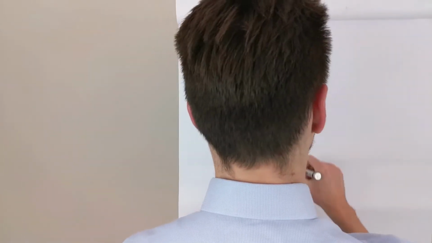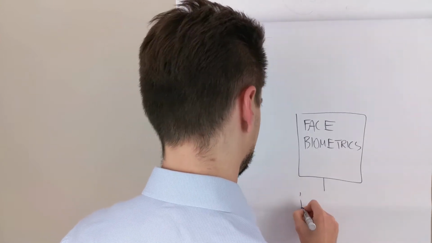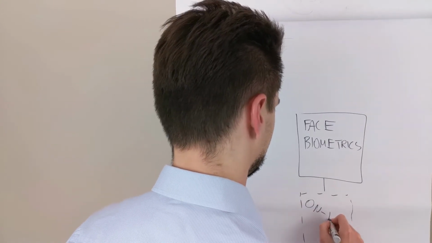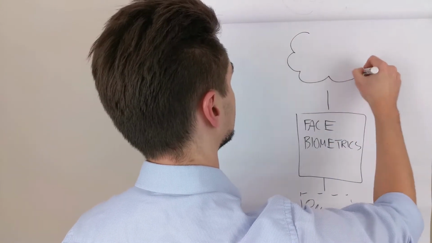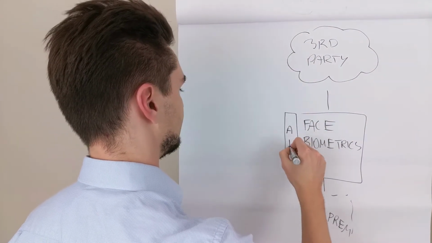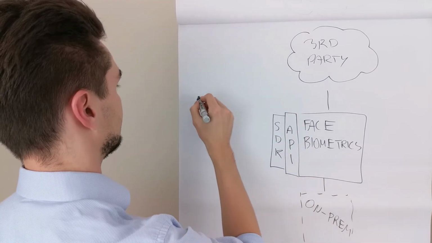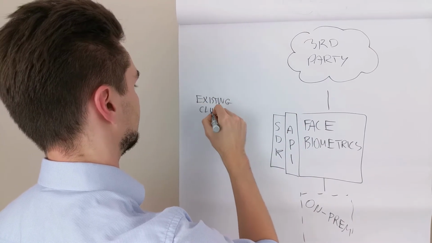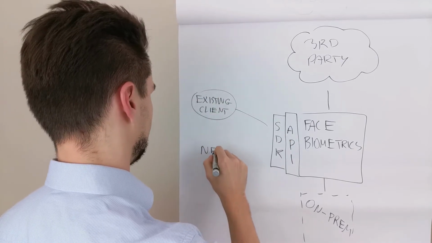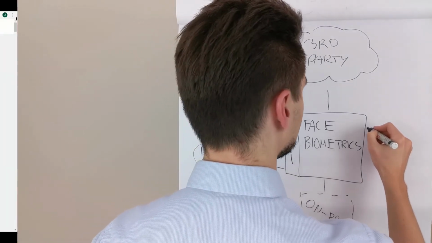There are multiple vendors on the market. Some of the engines are deployed on-prem in the bank's infrastructure, some of them are hosted in a third-party cloud environment. That's the engine. The third party will provide a mobile or web SDK to integrate with the service via an API. And there are multiple deployments, allowing existing clients to prove their identity and also new clients to sign up for the service without the need of visiting the branch.